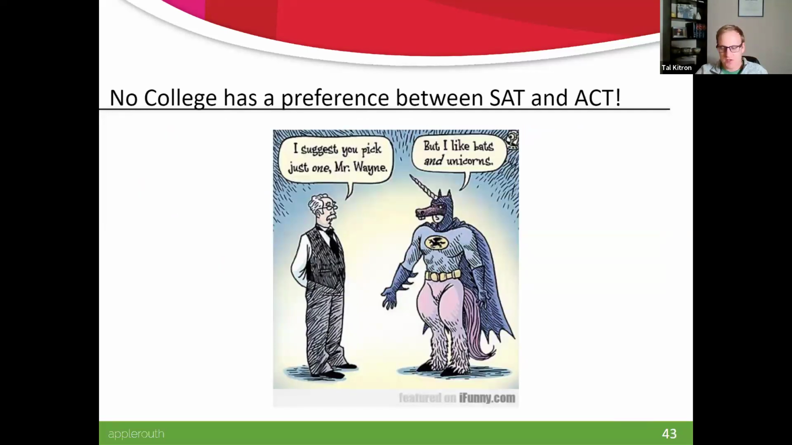I often get the question of, do colleges prefer SAT versus ACT? The answer is no. So don't let that factor into your decision. You should take a baseline of both tests and then pick which one you're better at or that you like more.